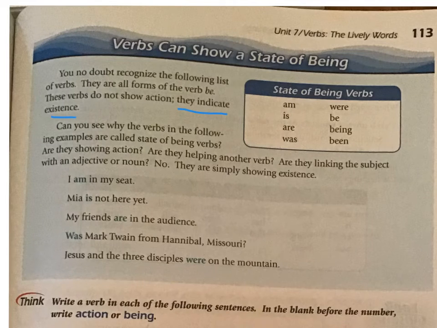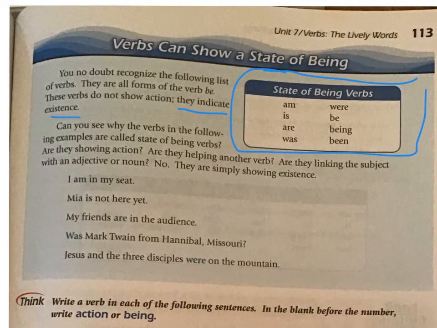They indicate existence. So all of these words right here that we're looking at are indicating existence. Am, is, are, was, were, be, being, been. Okay? Now can you see why the verbs in the following examples are called state of being verbs? Are they showing action? Are they helping another verb?